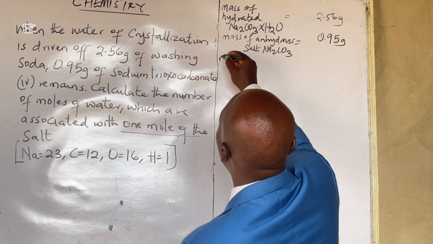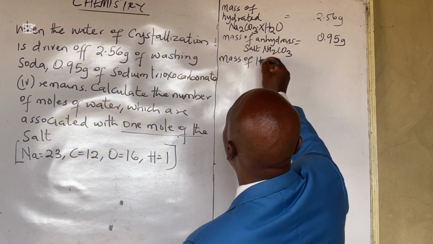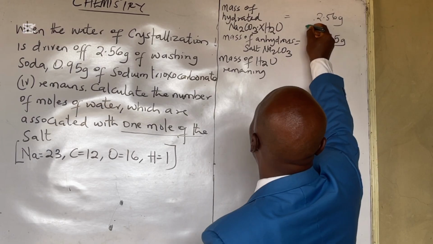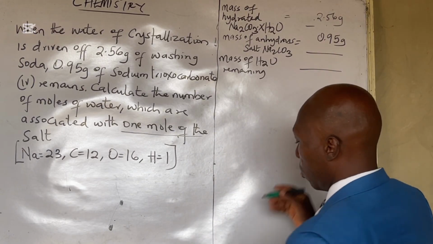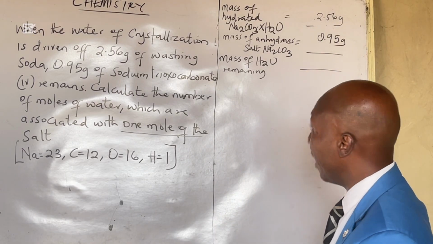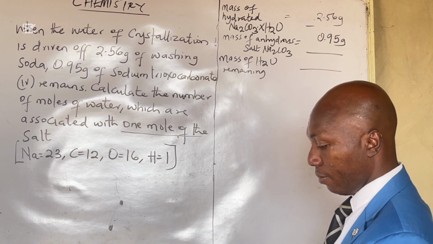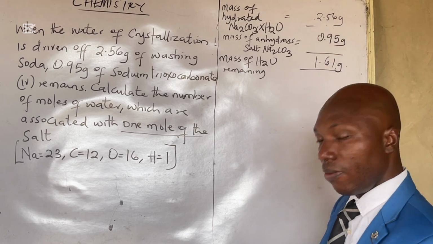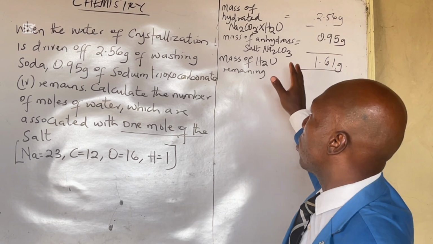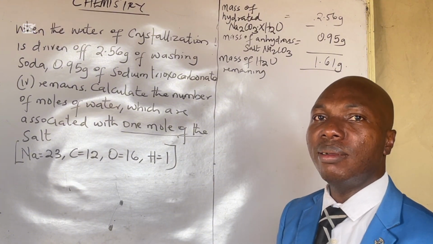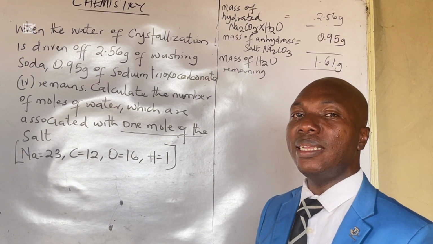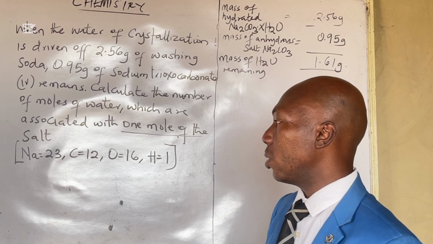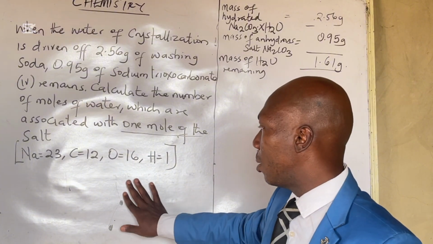So we have the mass of water that remains. So we subtract this. When we do this very well, we have 2.56 minus 0.95. So that will give you 1.61 grams of water. So the remaining part of the question is to get the relative molecular mass of sodium carbonate and the relative molecular mass of water. So let's solve this here.